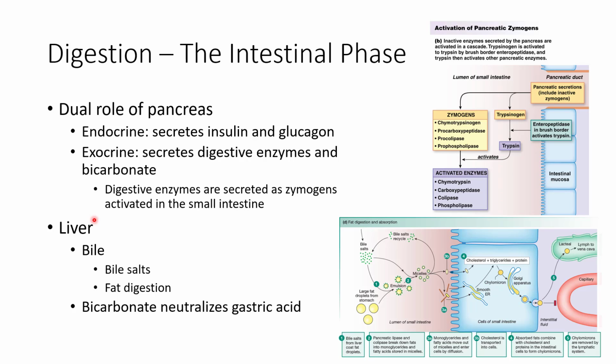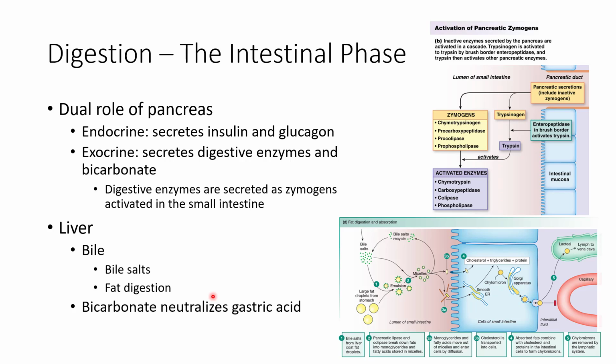The liver, its function is to produce bile. That bile will then be stored in the gallbladder and then be secreted into the small intestines. And the purpose of bile is to help emulsify fats.